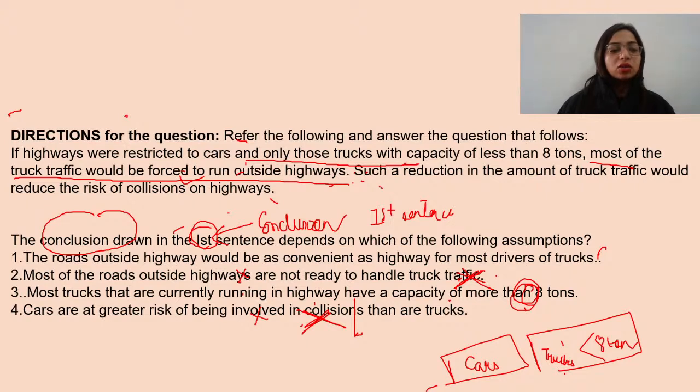One says that the roads outside highway will be as convenient as highway for most drivers of trucks. Can we say that? This is again convenience, we're not talking about it, so we're left with three. And three is saying it very correctly: most trucks that are currently running in highway have a capacity of more than 8 tons.